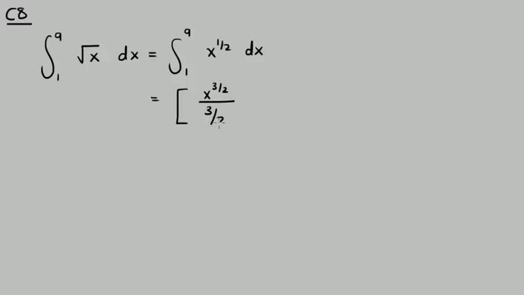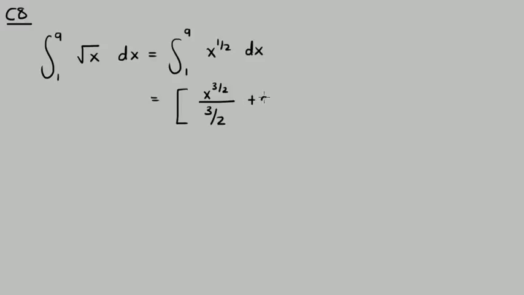So we need to integrate, and we're integrating between 9 and 1. We have the square root of x dx. So first of all, without integrating, I'm going to rewrite this as x to the power of a half. So now that I'm integrating, we add 1 onto the power, so that gives me 3 over 2. Divide by the new power, so it's divided by 3 over 2.